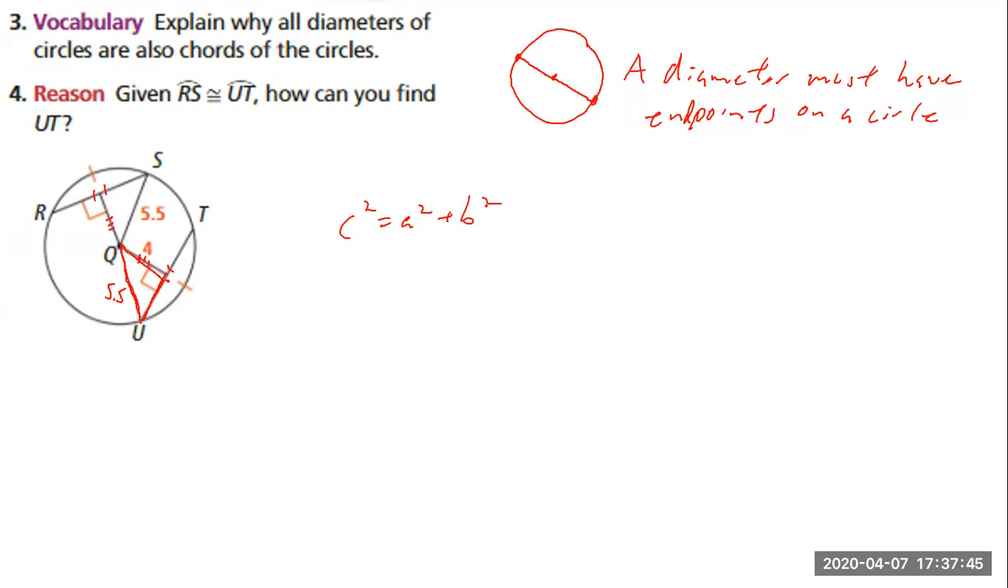Now, when we plug into this, we're going to be able to find the length of this little piece here. I'm going to go ahead and call that X for right now. We have the 5.5 as our C value. So 5.5 squared equals 4 squared plus B squared.